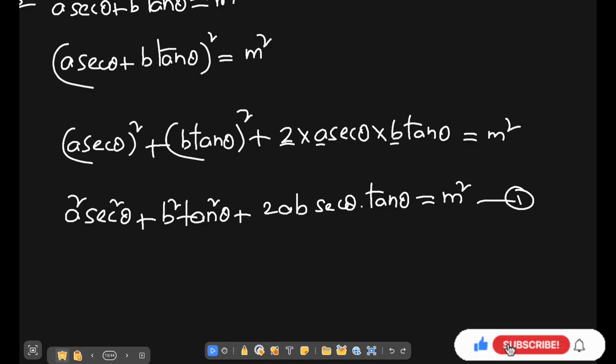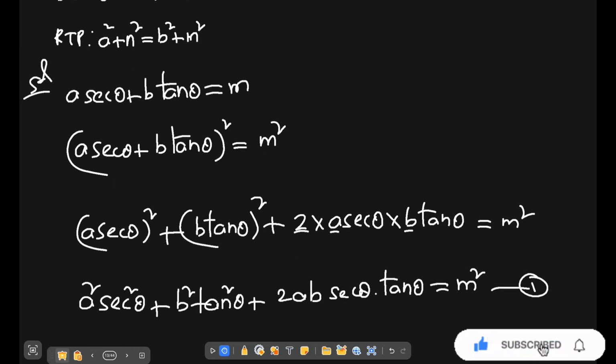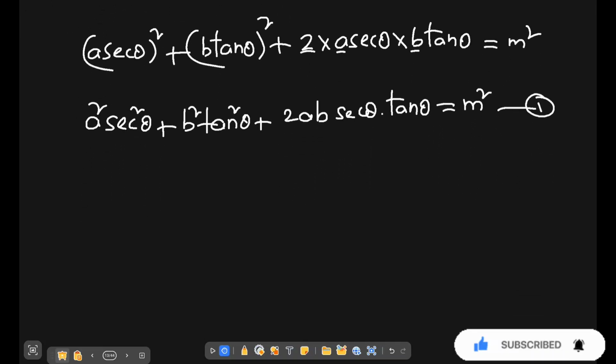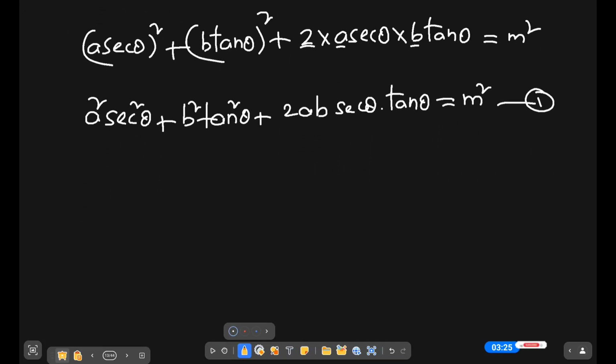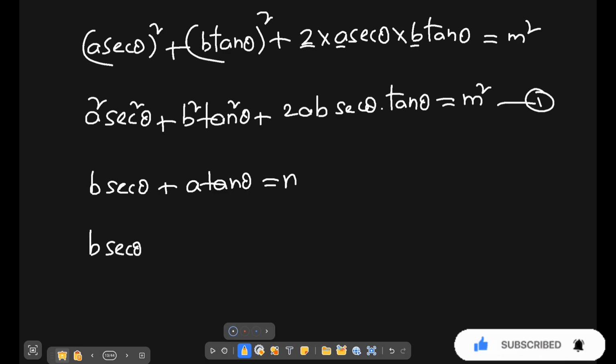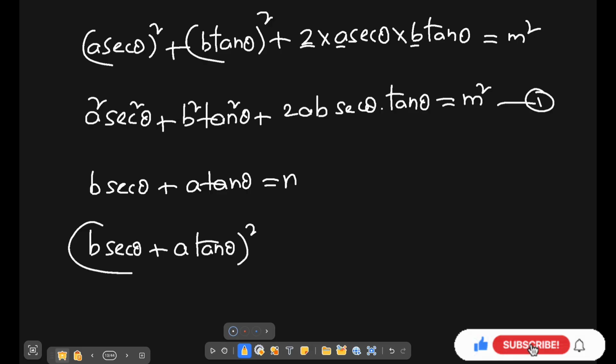So let this be equation 1. Next, what is given? The second one: b sec theta plus a tan theta is equal to n. So it is given that b sec theta plus a tan theta is equal to n. Now again squaring on both sides: (b sec theta plus a tan theta) whole square is equal to n square.